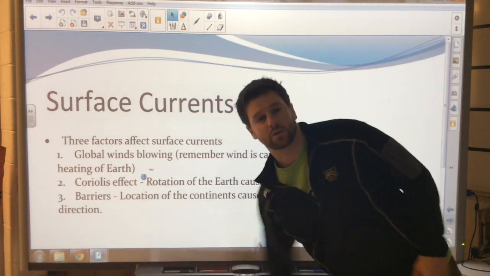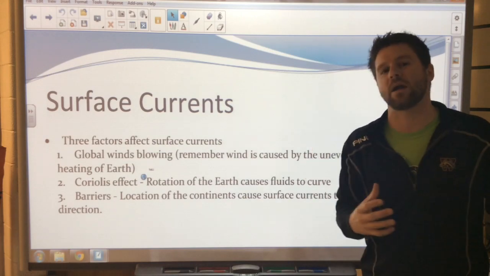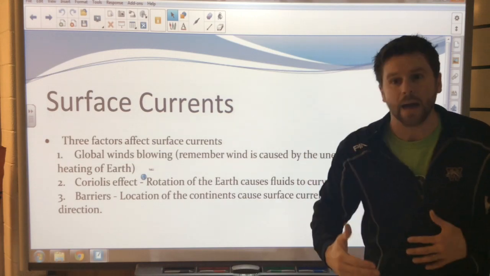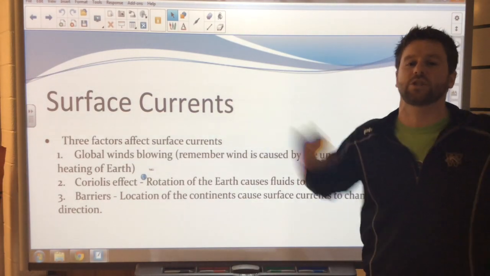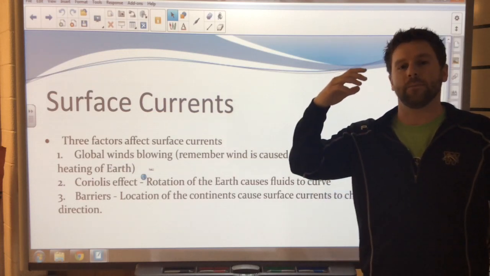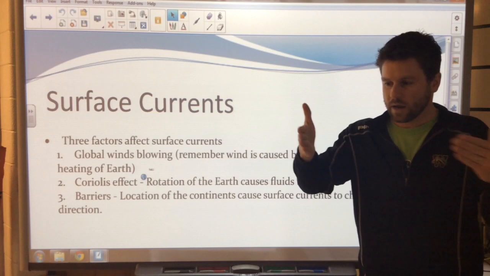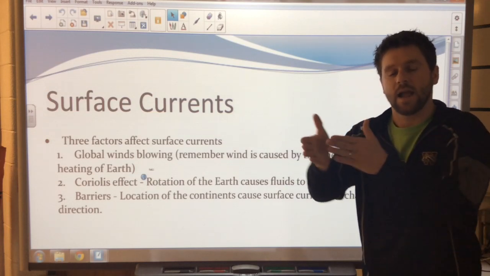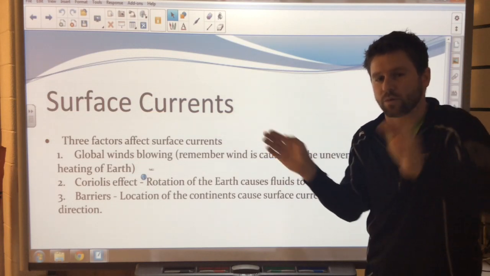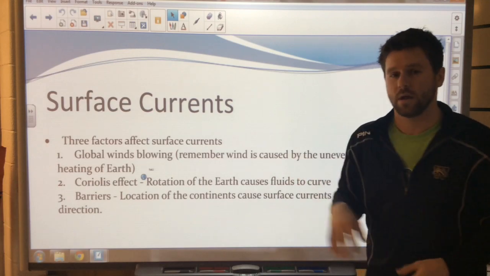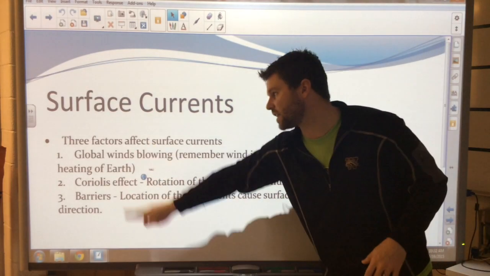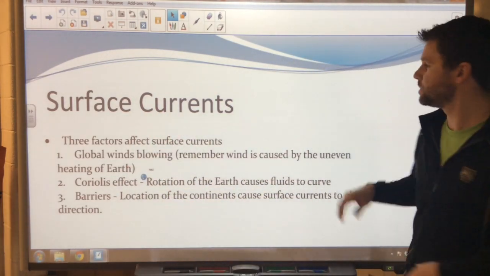And then the barriers, right? Continents act as barriers. So they are going to stop a current or change the direction of a current because you can't go through the continent, right? So this current comes and hits the continent, and it either has to diverge and go both ways, or it goes one way or the other, okay? And so these 3 things affect my surface currents.